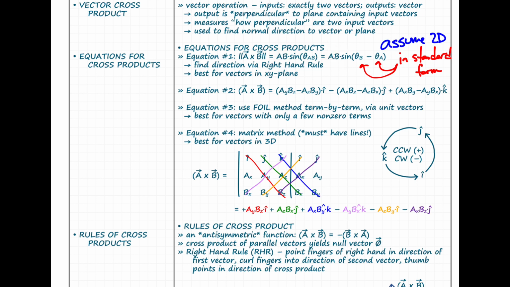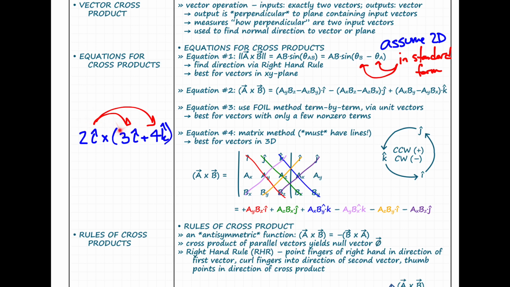And so what we can say here is i hat cross j hat is k hat, j hat cross k hat is i hat, k hat cross i hat is j hat. We're going counterclockwise, which is our positive direction. If we reverse that, j cross i is negative k, i cross k is negative j, and so forth. And so if you have a vector with just a few terms, if you have one vector that is being crossed with another vector, you can FOIL these terms out, and the cross product works similar to regular multiplication.